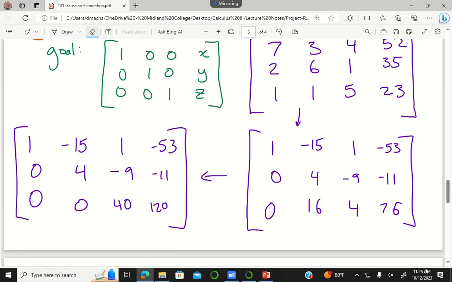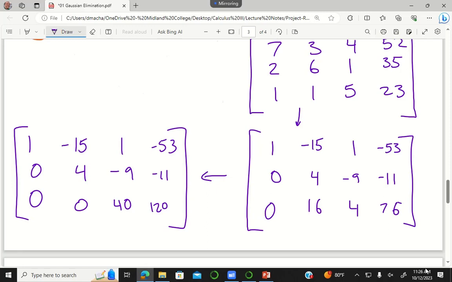Things are turning out pretty well. I'm running out of space, so I'll circle back up. You can remember what our goal is. What I'll do next is make this third row just the same third row divided by 40. Right now this equation is telling me 40z equals 120, but that's the same thing as 1z equals 3. So divide the third row by 40, and we get a 1 there and a 3 there.